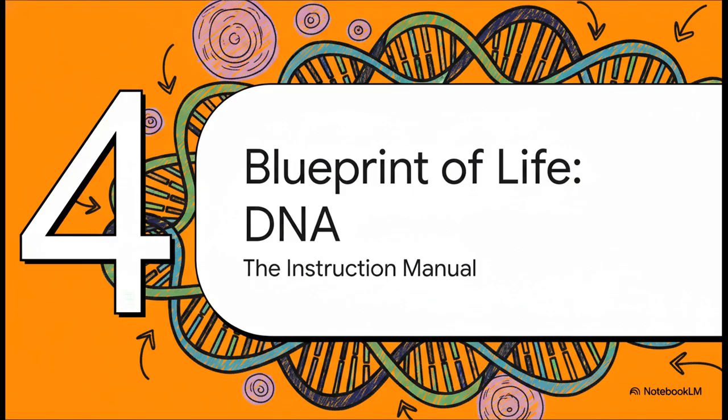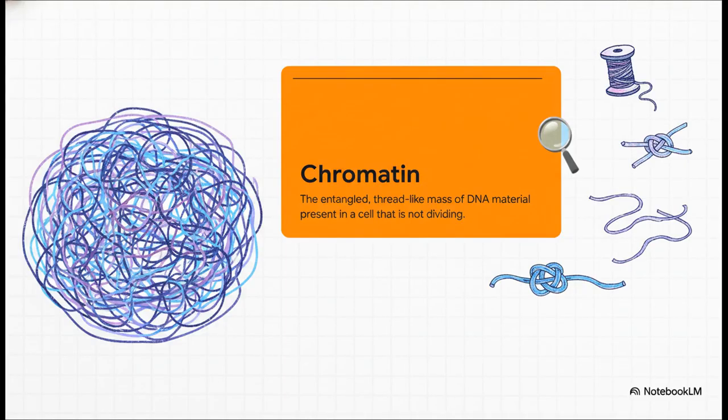So, what is this genetic material? Well, it is DNA. You can think of DNA as the blueprint of life. It is the complete instruction manual for building and running the entire cell and, in fact, the entire organism. Now, in a cell that is just going about its daily business and not dividing, this DNA exists as a jumbled, thread-like mass. It looks like a tangled ball of very fine thread. This form is called chromatin.